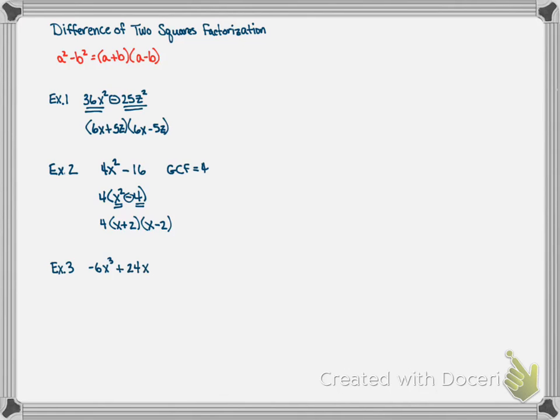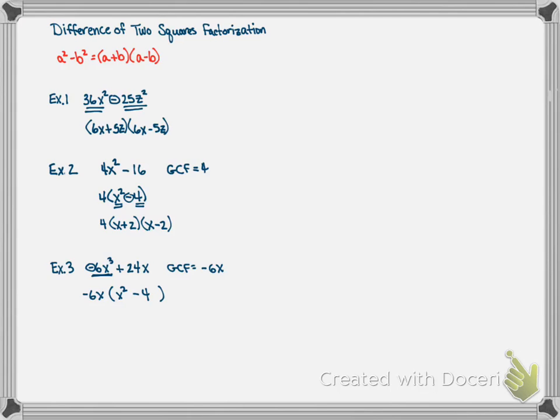Example 3, negative 6x cubed plus 24x. Is there a GCF? Yes, looks like 6x. And because the first term is negative, we usually include that negative with the GCF. So we're going to make the GCF negative 6x. Write down your GCF, write down your parentheses. Negative 6x cubed divided by negative 6x is x squared. 24x divided by negative 6x is minus 4.